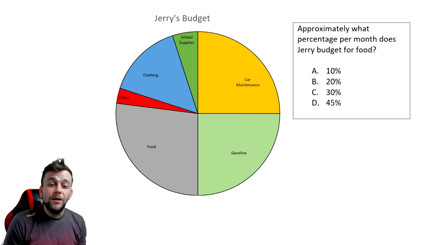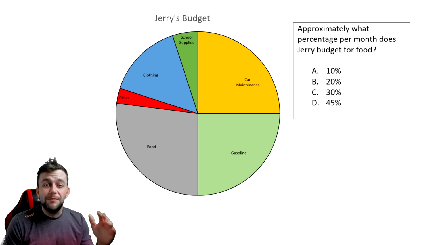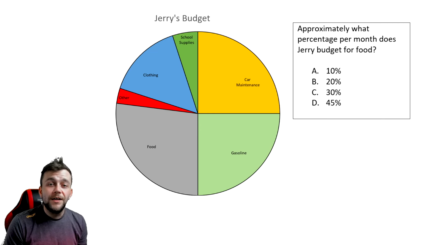Well, it's not quite 45% because that would be almost half. It's definitely not 10% because that would be too small. And it's bigger than 20% because it's bigger than a quarter. So that means that the answer must be C, 30%.